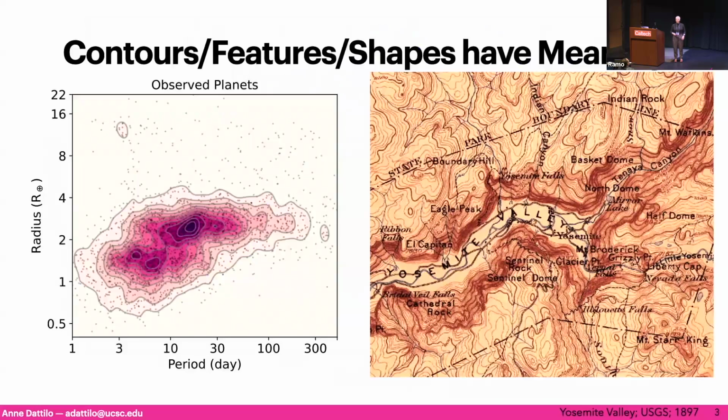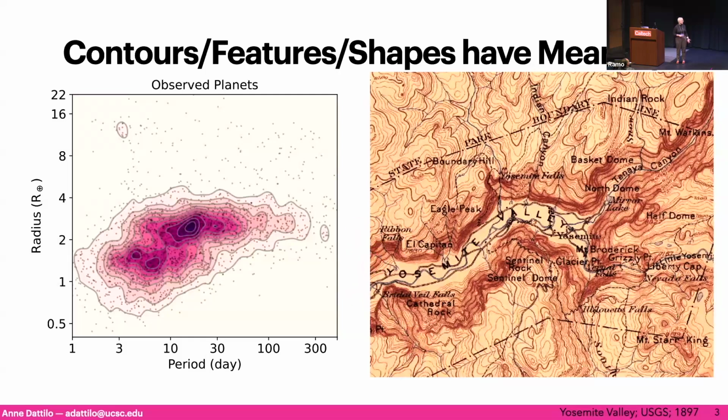To really emphasize my point, I have the exact same Kepler population here. This is now just a contour plot. And on the right, I have a topographic map of the Yosemite Valley. And I will argue that these contours are the same. We can use them in exactly the same way. And what I mean by that is we actually know how the Yosemite Valley formed. A few million years ago, a glacier came through and eroded away the ground beneath it, leaving behind the valley.